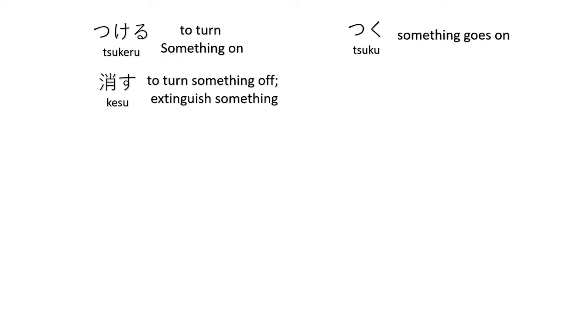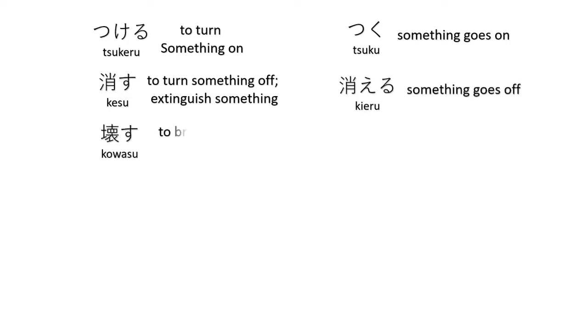We also have other examples. So tsukeru, to turn something on. So let's say you want to turn on the lights. So we use tsukeru. But when the light turns on by itself, we use tsuku. So something goes on. And then the same idea for the other examples. So kesu, to turn something off. Kieru, something goes off. Kowasu, to break something. I broke something. Kowareru, something breaks.